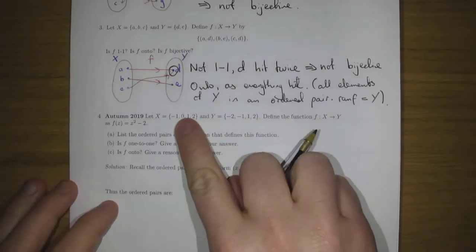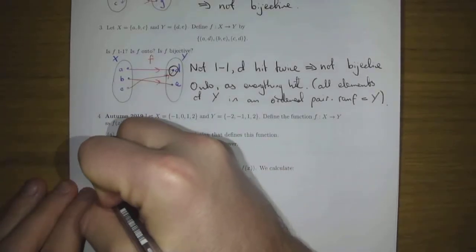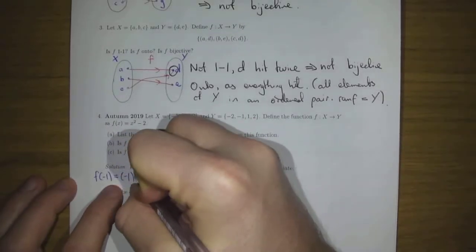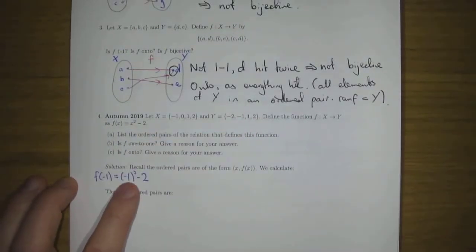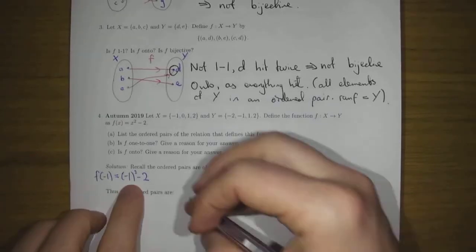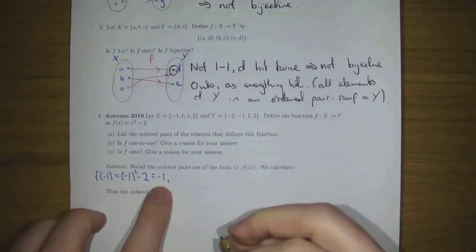So f of minus 1, you gotta be careful there, is minus 1 squared minus 2. Now be careful here, minus 1 squared is minus 1 by minus 1, which is plus 1, and 1 minus 2. Now this will be in the third assessment, and there will be a bit of algebra. If you're thinking, oh, I don't know the algebra, well, we're going to learn about it. So this is going to be minus 1.